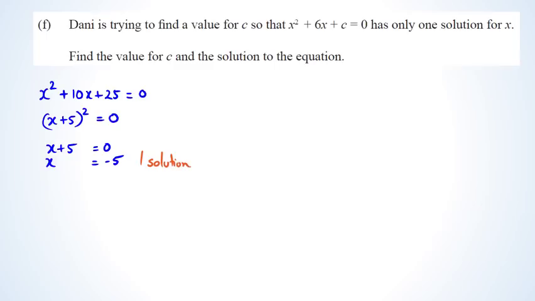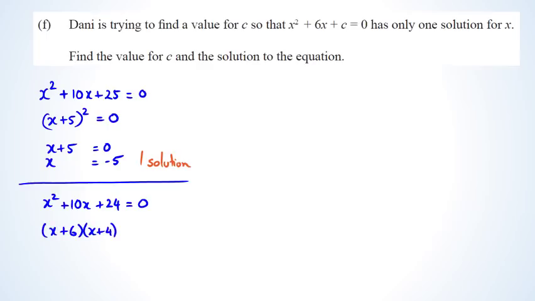However, if I had done that same question with x squared plus 10x plus 24 equals 0, I'm going to get x plus 6, x plus 4 equals 0. Therefore, x is equal to minus 6 and minus 4. This gives me two solutions. All right, so that's the first idea that I want you guys to get at in this question.